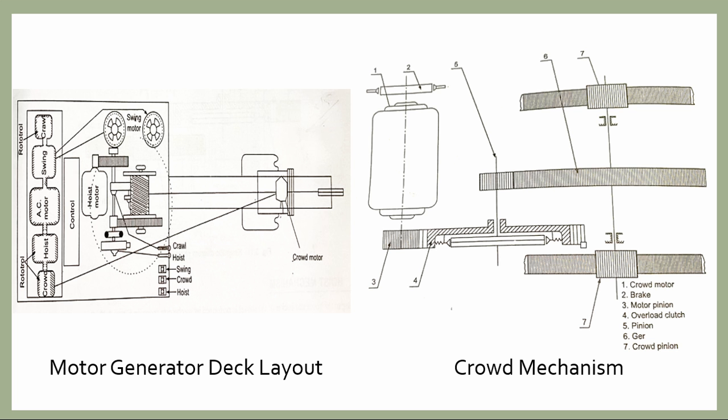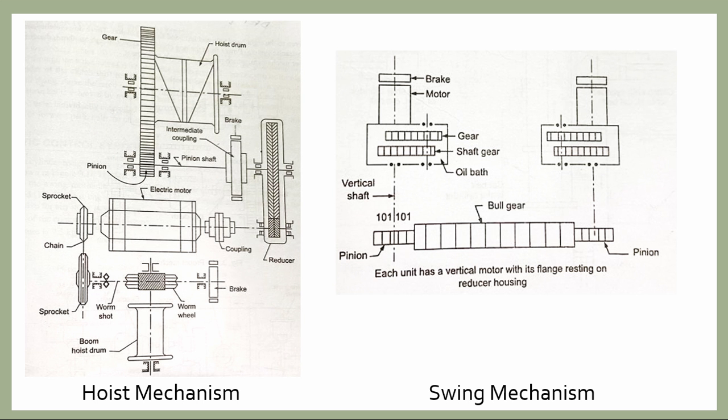rigidly fixed on the underside of the dipper stick. Braking of the motor is done by means of a drum attachment to the motor shaft. So students, this is the basic schematic diagram of the crowd mechanism. Now coming to the next slide, which shows the hoisting mechanism and the swinging mechanism.